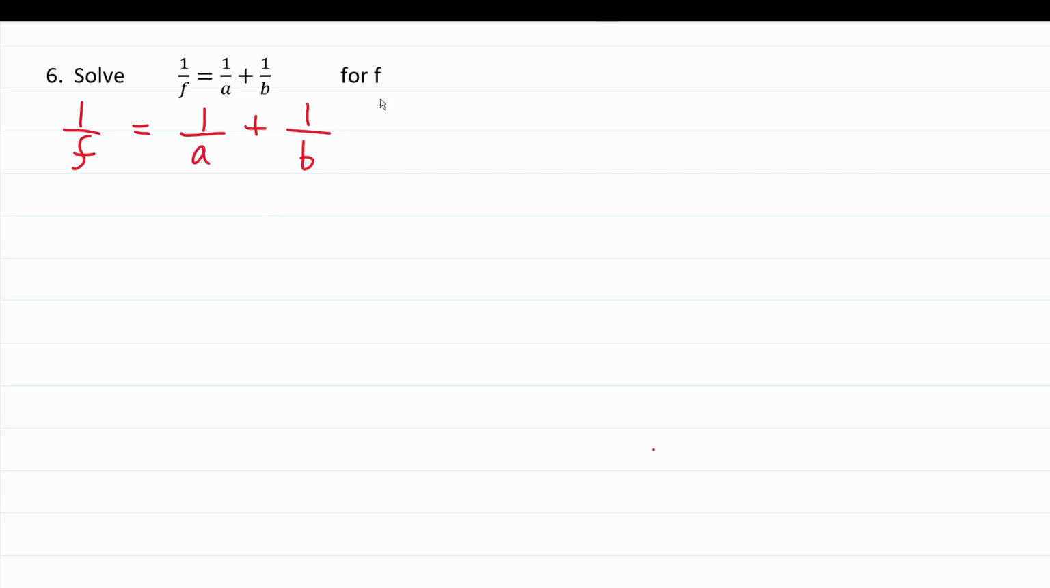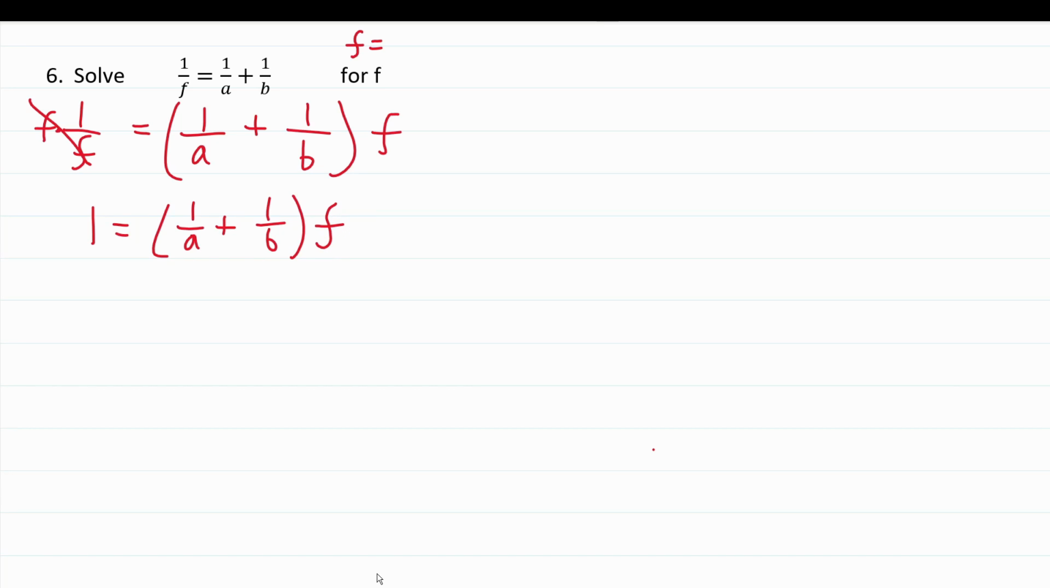So what we want to do is solve this equation such that we isolate f at the end such that f is equal to something. So to start, I'm going to take this f and multiply it here, and I'm also going to multiply it over here because I want to clear that f from the denominator. Can't have 1 over f equal to something. We want just f equal to something. When I do that, this is going to cross out here, leaving me with 1 equals, again, this is 1 over a plus 1 over b times f.